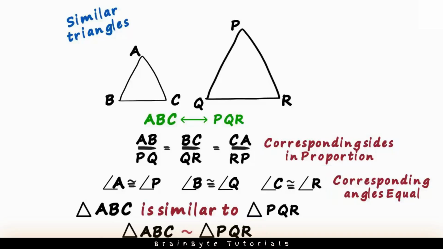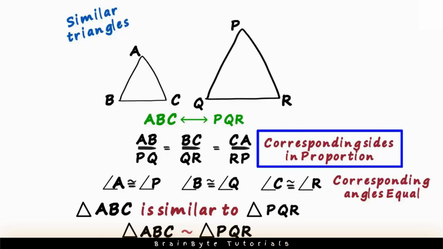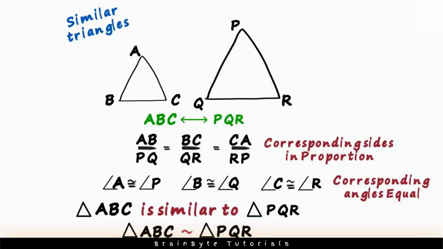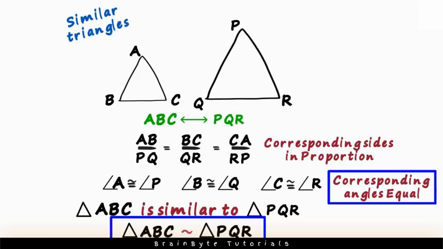Remember, either of the conditions. So if we are told that all pairs of corresponding sides are in proportion, we can be sure that the triangles are similar. Or even if we were told that the corresponding angles are equal, we can be sure that the triangles are similar.